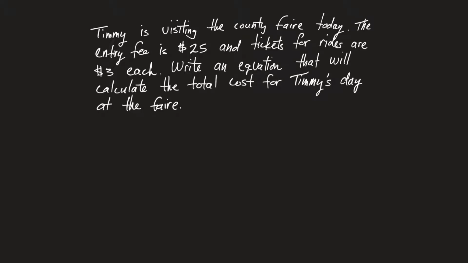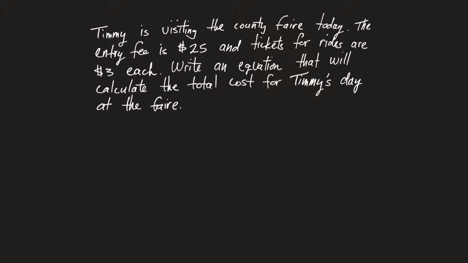Okay, we're going to use a two-step equation to describe the situation, this real life situation that you can see. And in this one, we can see that Timmy is visiting the county fair today. The entry fee to get into that fair is $25, and tickets for rides are $3 each. We're going to write an equation that will calculate the total cost for Timmy's day at the fair.